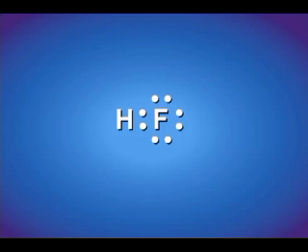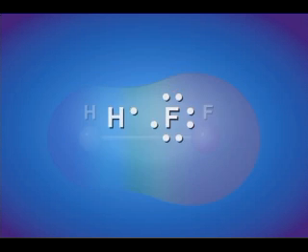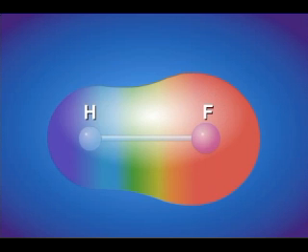When bonded to another element, hydrogen will have 2 electrons in its valence shell. In this bond, fluorine has a greater attraction for the electrons in the bond, a greater electronegativity. Because the electrons spend more time near the fluorine atom, the electron density shifts towards fluorine. The most electron-rich region is red, the most electron-poor region is blue.